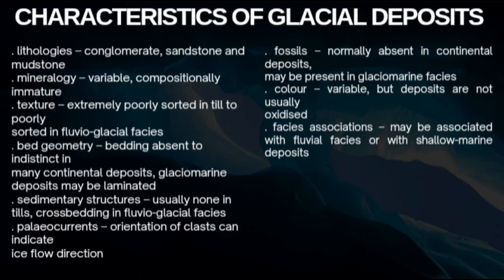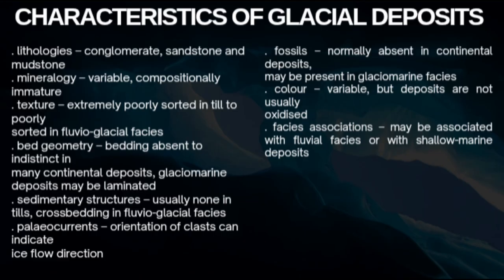And the sixth one is the paleocurrent. The orientation of clasts can indicate ice flow direction. As glaciers move, they can grind and drag elongated pebbles and boulders along their base. These clasts often become aligned with their long axis parallel to the direction of ice flow. By measuring the preferred orientation of these clasts in ancient glacial deposits, geologists can determine the paleocurrent, or the direction the ancient glacier was moving.